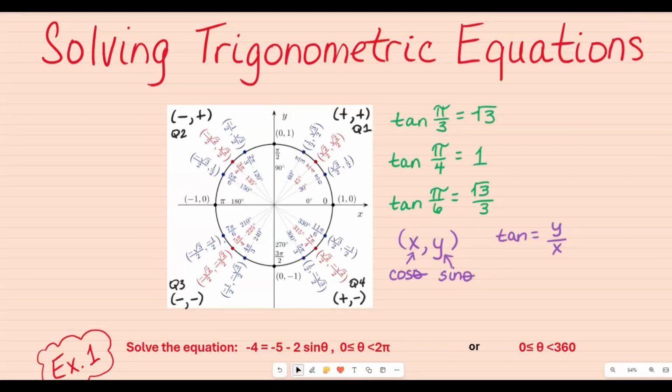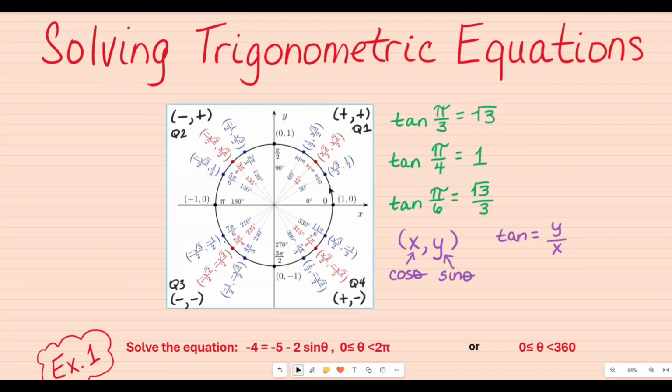This video will discuss how to solve trig equations. Make sure you have access to the unit circle. Also make note of signs in each quadrant, as well as the tangent values. So this is what I mean. You're going to want to memorize the tangent values.